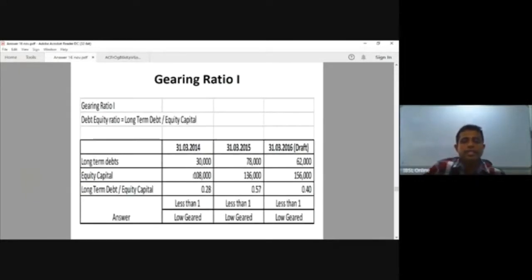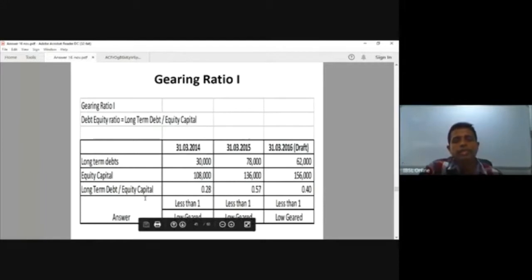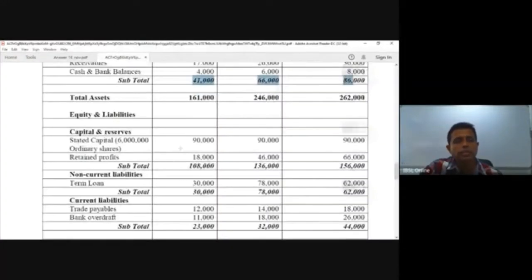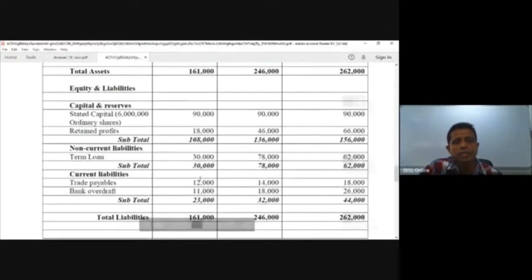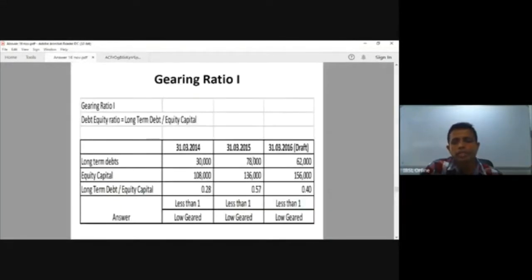Right. Then gearing ratio 1. For the first gearing ratio, take the equity capital and the long-term debt capital. I'll go to the balance sheet. First, we take the long-term debt capital. Here, long-term debt capital means only the non-current liabilities, the term loan: 30,000, 78,000, 62,000.